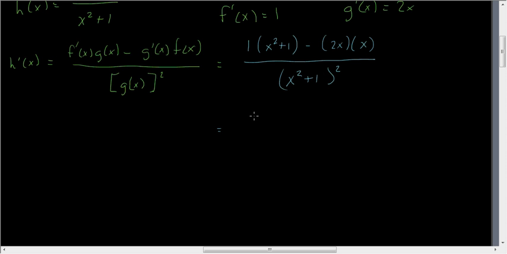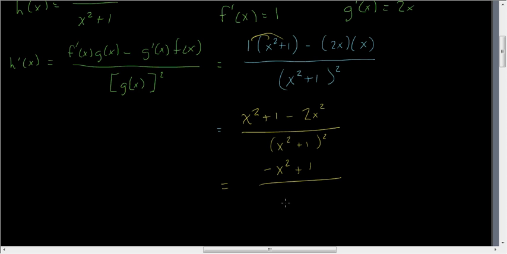So let's go ahead and work on the top here. 1 times, and distributing our 1, we have x squared plus 1 minus 2x times x is 2x squared, over x squared plus 1 quantity squared. And so that gives us negative x squared plus 1, all over x squared plus 1 quantity squared.